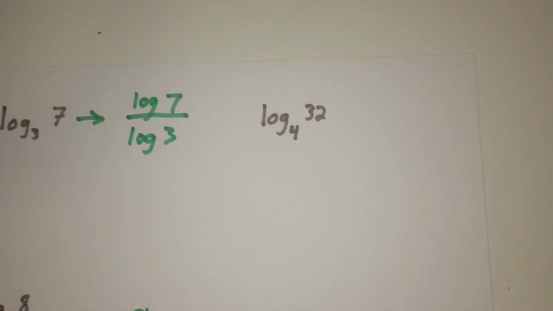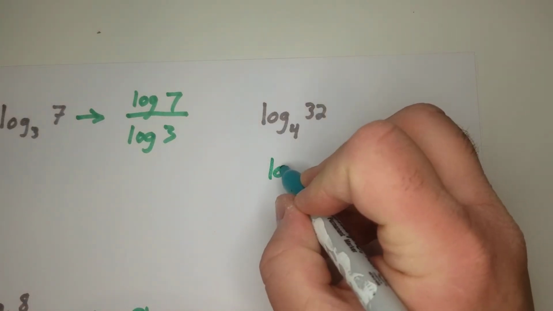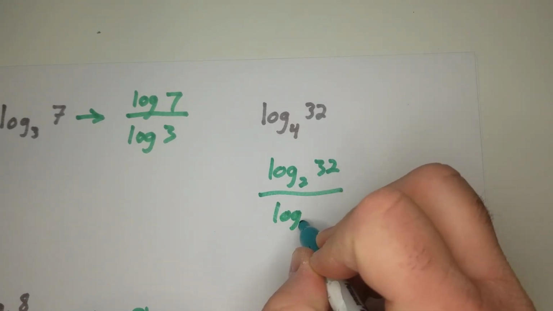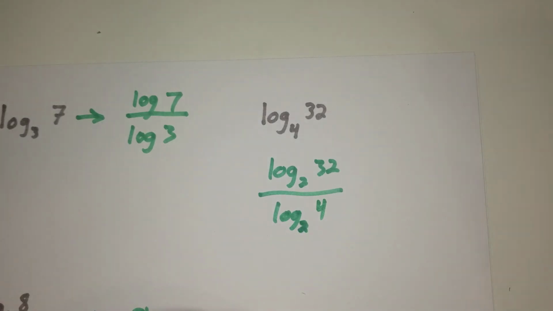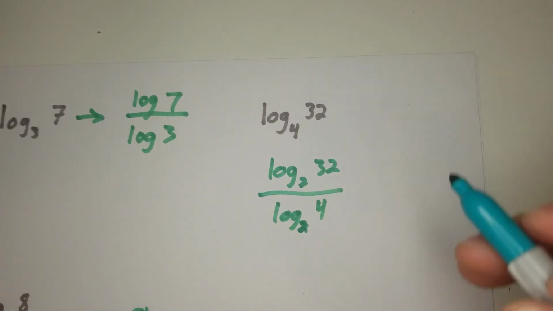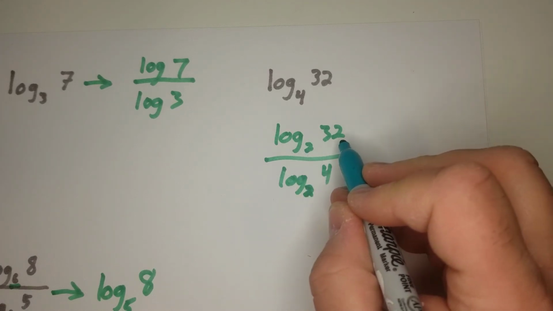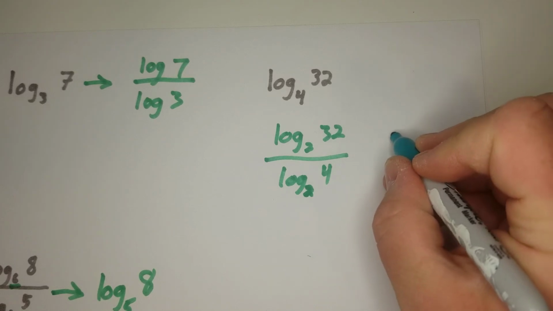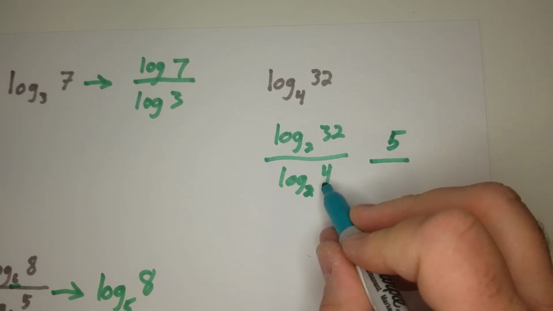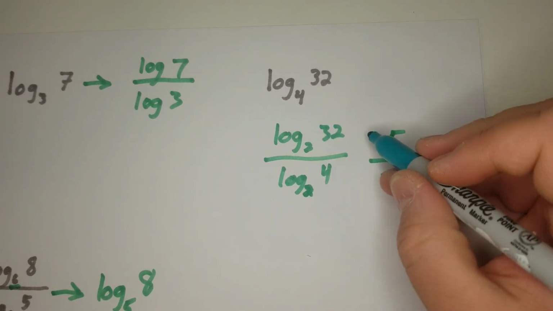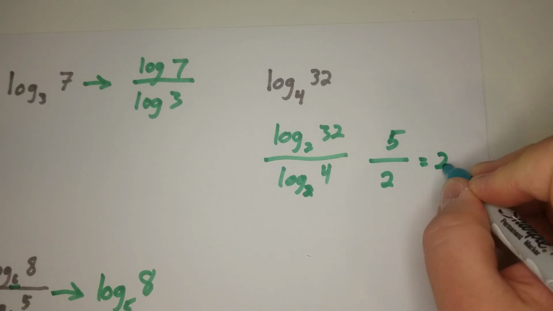Looking at that with a little bit more interesting of a problem, we can say that this is log base 2 of 32 over log base 2 of 4. Why did I choose 2? Because that's a common base between 4 and 32. Log base 2 of 32 is asking how many 2's multiplied to get to 32, and the answer is 5 of them, over how many 2's multiplied to be 4, and the answer is 2 of them. So log base 4 of 32 is 5 halves, or 2.5.